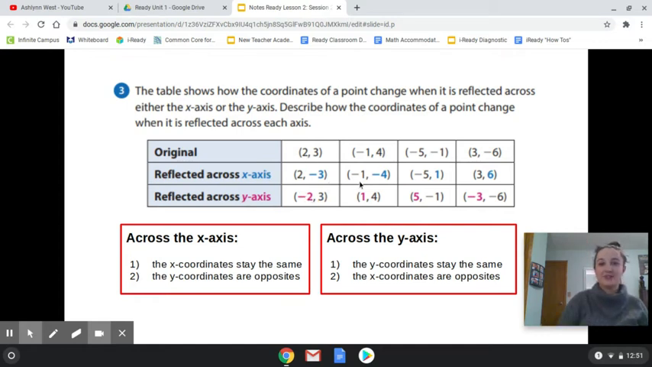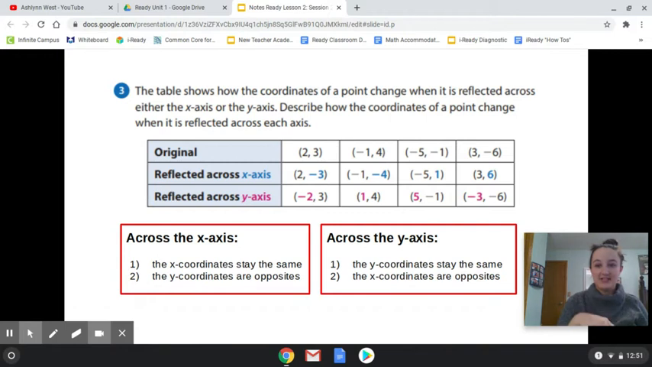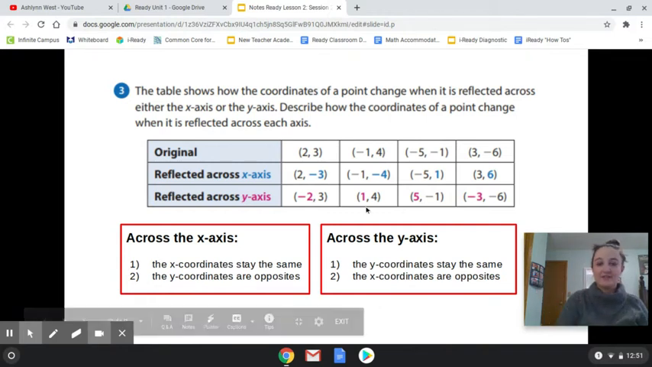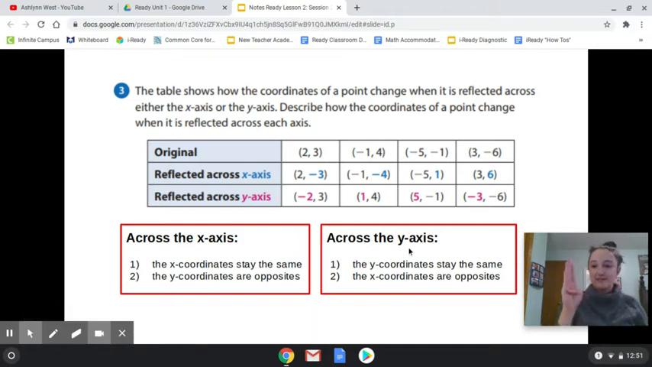And that will be the same for all of these. So when you reflect across the x-axis, your x coordinates stay the same and your y values become their opposite. So if it was positive, it will be negative, and if it was negative, it will be positive. If you reflect across the y-axis, then your y values stay the same and your x coordinates become their opposite. So again, if you reflect across the y-axis, if x coordinates were positive, they will become negative, and if they were negative, they become positive.